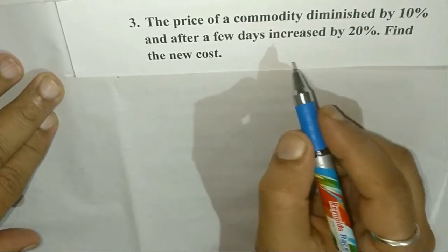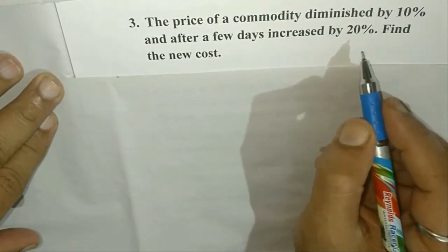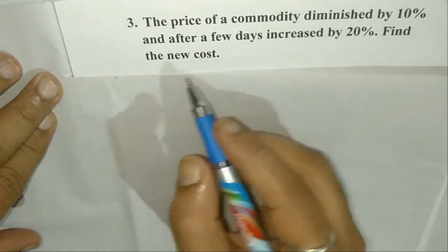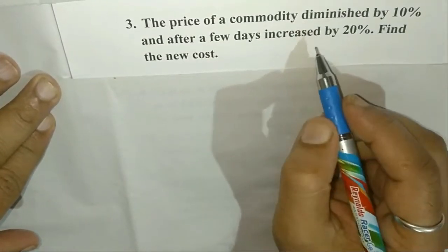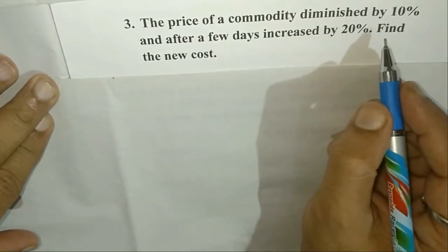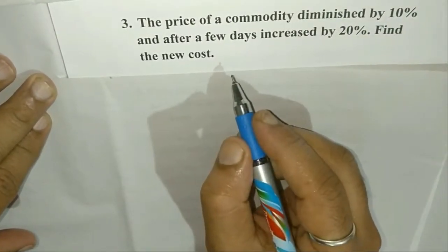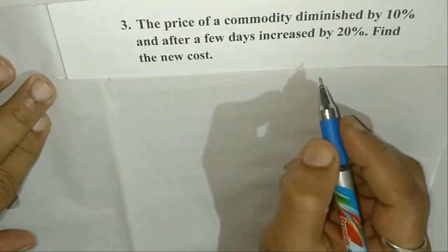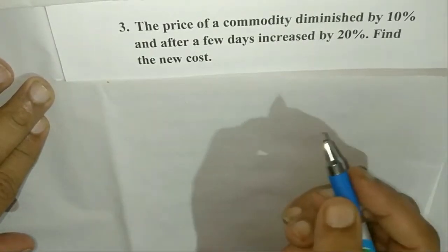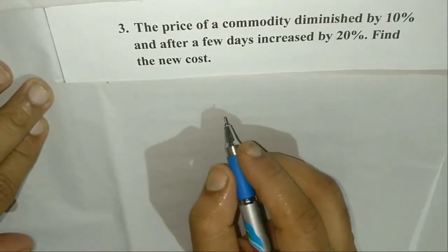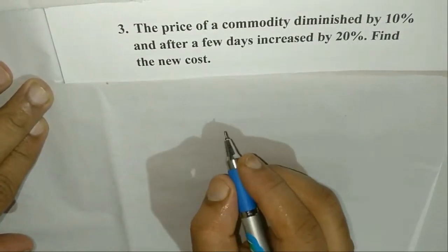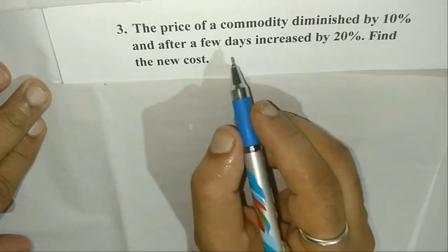For the statement here: the price of a commodity diminished by 10% and after a few days increased by 20%. Find the new cost. So what's the statement? A commodity's price initially decreased by 10% and after the decreased price it got increased by 20%. So we need to find the price change of that commodity. To solve this type of math where we don't know the price of the commodity and only the percentages are given, we can easily calculate by considering the price of the commodity as 100.